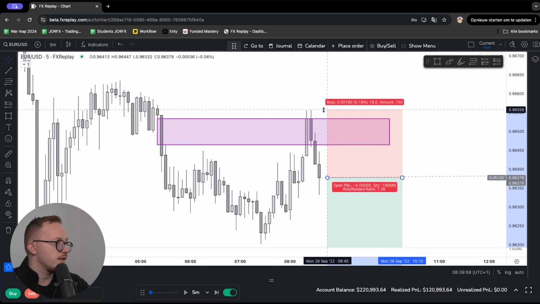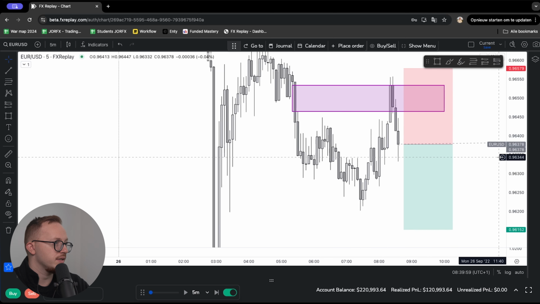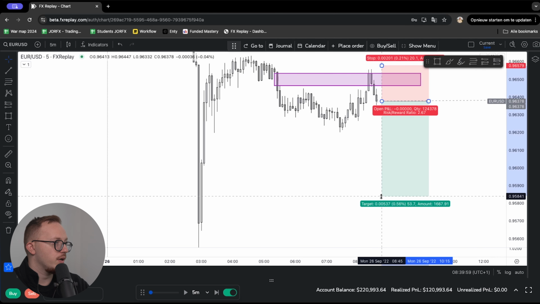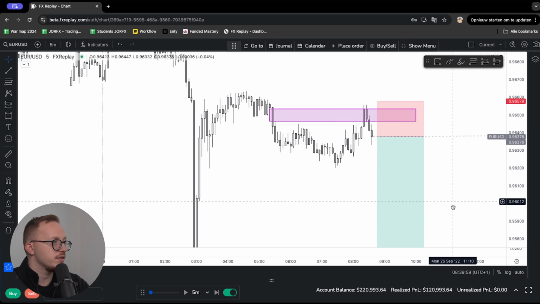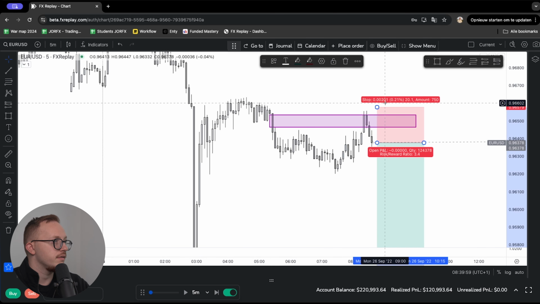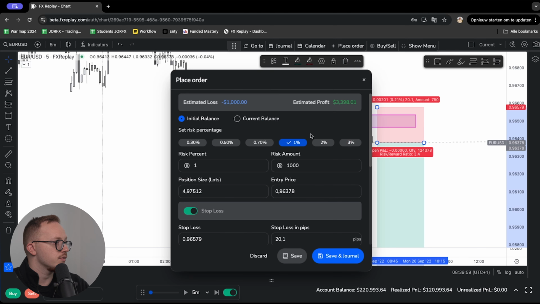This is gonna be 20 pip stop loss. That's pretty nice. Then with a 40 pip, where do we go? Okay, we have a lot of room to the downside. I think if we see a continuation, this is definitely a trade we can take. Then we want to place this order, so like this.